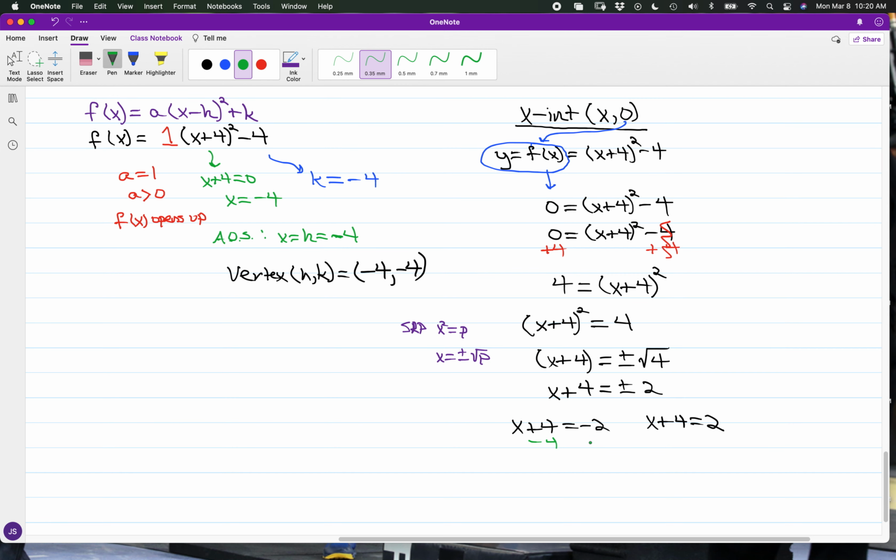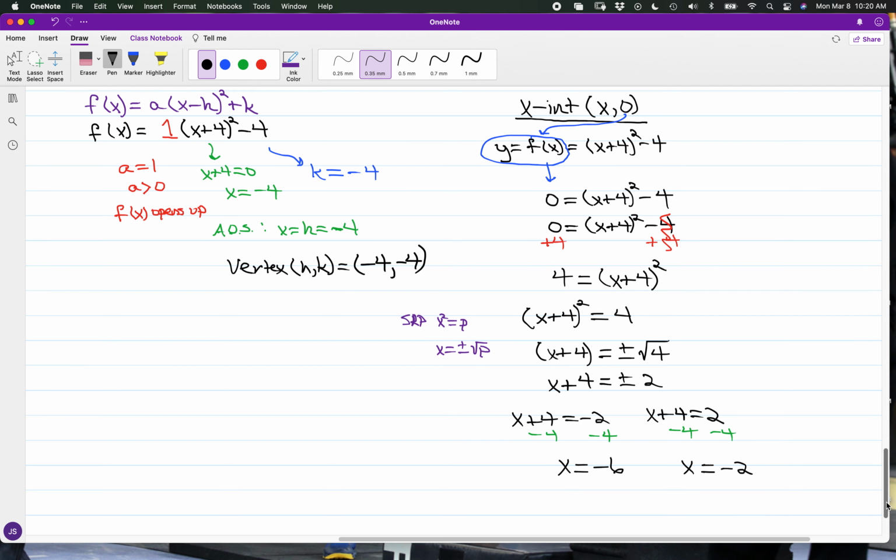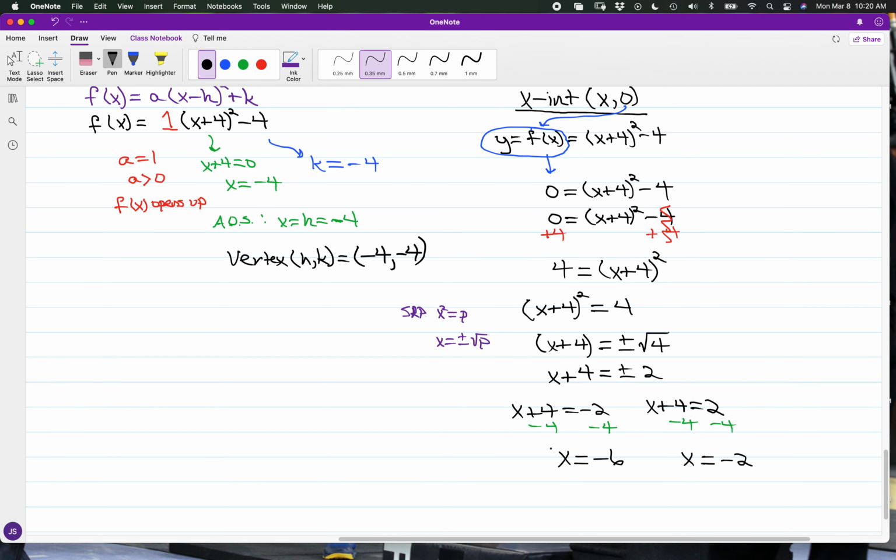And if I take 4 away from both sides, if x plus 4 is equal to negative 2, I have x is equal to minus 6. And if I have x plus 4 is equal to 2, taking 4 away from both sides, I have x is equal to negative 2. So for x equals negative 6 and x equals negative 2, that's one way upon which we can display the x-intercepts.